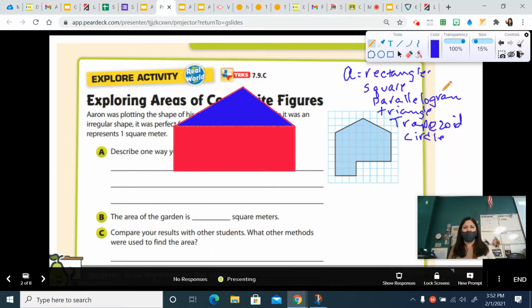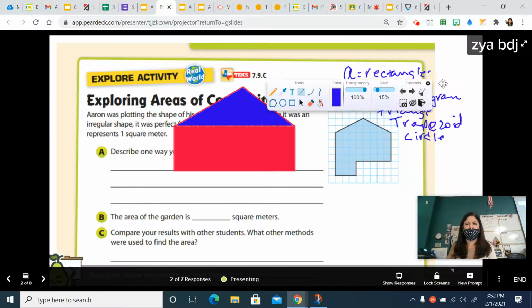So your job right now, I want you to go to your Pear Deck slide, and I want you to cut this shape right here into the minimum number of parts that you could break it up, shapes that you know. In other words, you can't do a shape like this because that's a 1, 2, 3, 4, 5-sided shape, and we don't know how to find the area to that. So that wouldn't work. So where could you break up this shape into shapes that you are familiar with? Go ahead and do it right now.